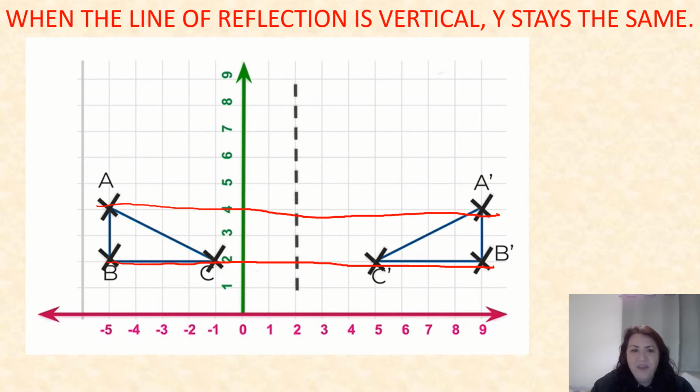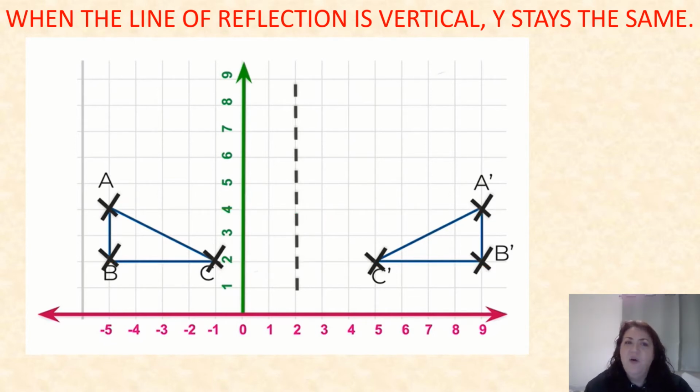Yeah? So say this red sentence with me now. When the line of reflection is vertical, the y stays the same. Show me with your arm and say it again. When the line of reflection is vertical, y stays the same.